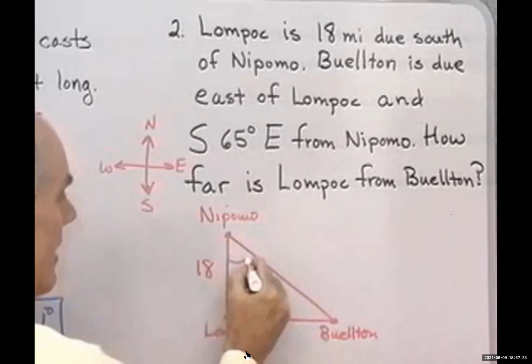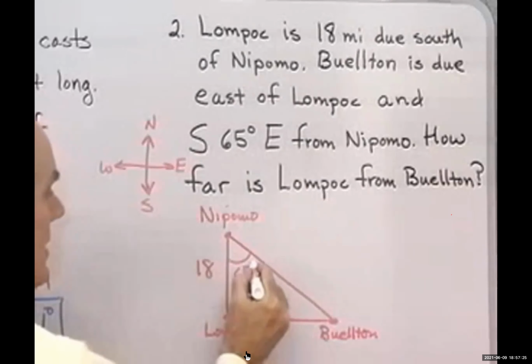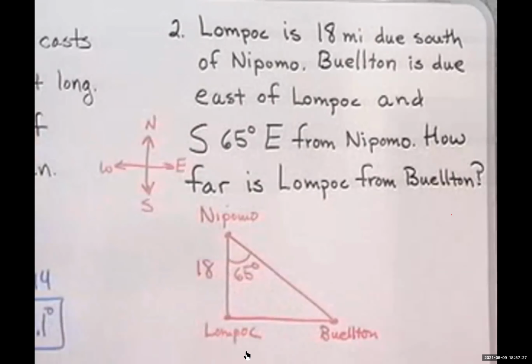So I'll draw this line in. That angle must be 65 degrees. So now, does that look like the diagram that describes the situation? Lompoc is 18 miles due south of Nipomo. Buellton is due east of Lompoc and south 65 degrees east from Nipomo.